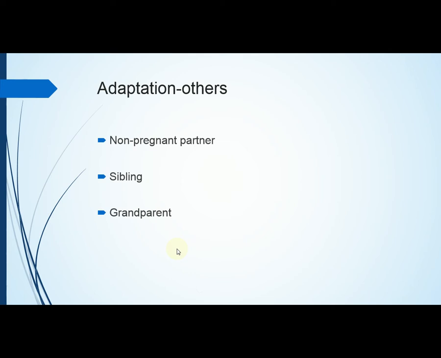Grandparents usually adapt very well to grandchildren, but they do go through a process of adaptation. Usually they're very excited, but if they're not very excited, you don't really want to involve them in the care. But they actually can provide a lot of support during your pregnancy.